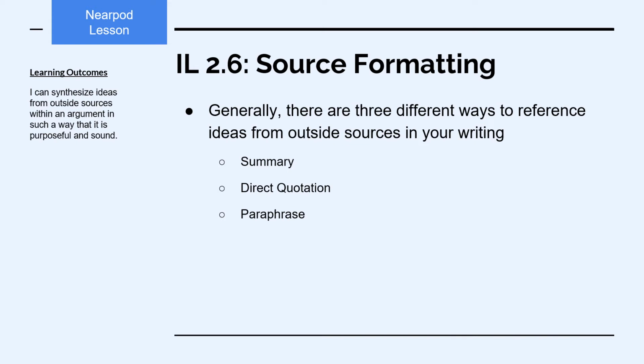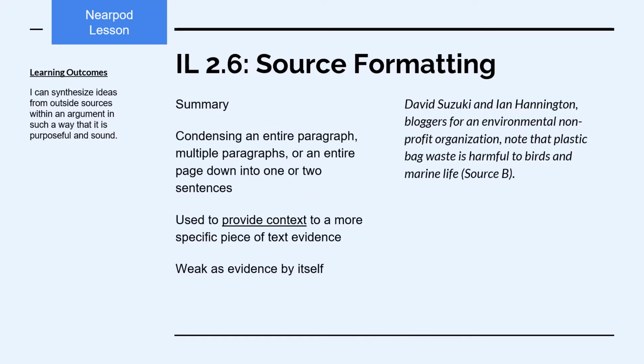Generally, there are three different ways to reference ideas from outside sources in your writing. You can do this through summary, through direct quotation, and through paraphrase. Summary evidence is where you condense an entire paragraph, multiple paragraphs, or even entire pages out of a text down into just one or two sentences. And summary is used to provide context to a more specific piece of text evidence, like a quotation or a paraphrase. And that's because summary by itself is pretty weak as evidence.